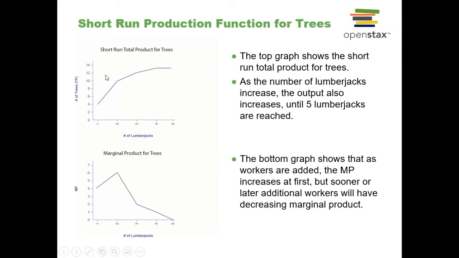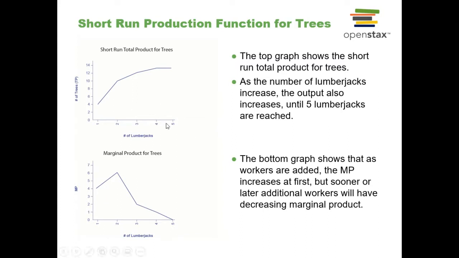So this top graph here is our total production of trees as we add lumberjacks. The first lumberjack, given the saws that we have, is very beneficial. The first lumberjack can produce 4 trees. When we add a second lumberjack, our total product goes up to 10. So that implies the marginal product of that person is 6. So they were able to add an additional 6 trees. But then it starts going down as we only have so many saws.